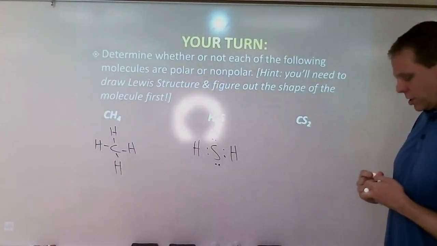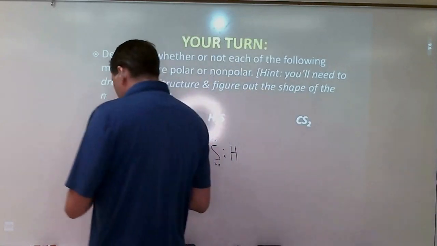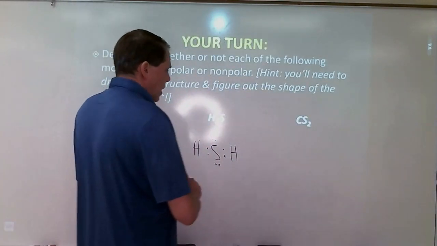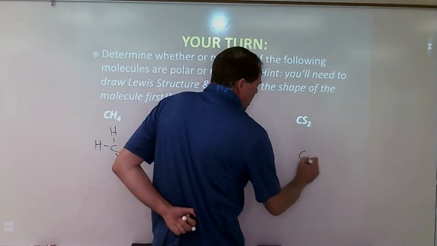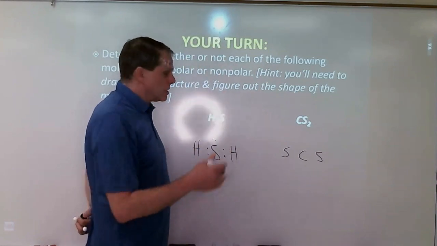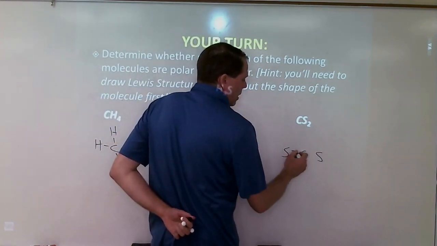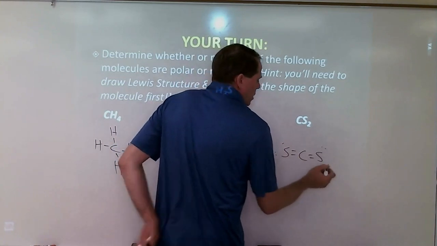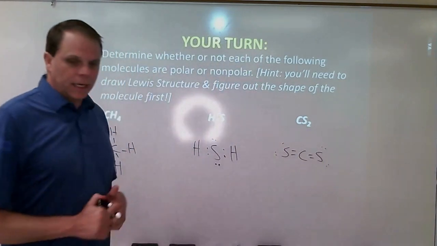Okay, and then CS2. What did you come up with for CS2? Were you genius? Did you figure it out? This is very much like CO2, right? Oxygen and sulfur both are in the same column, so they have the same basic shape. So does that pass the polarity test?